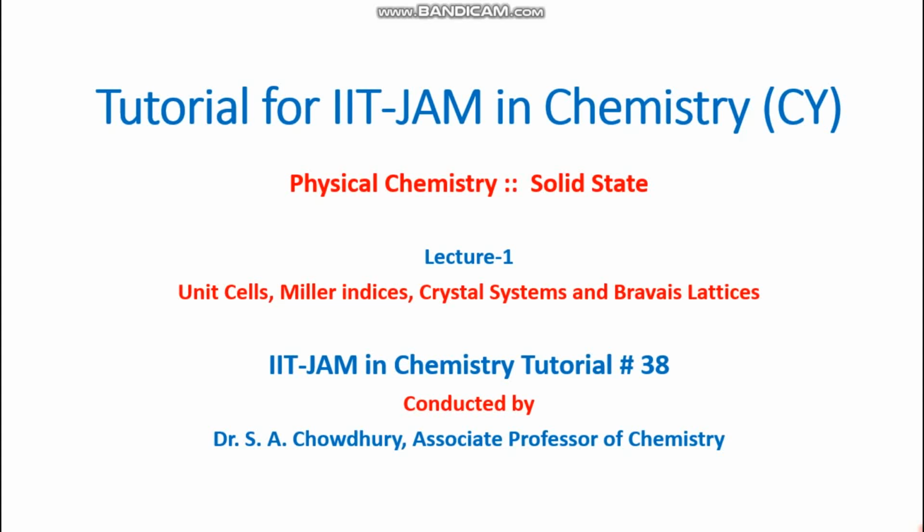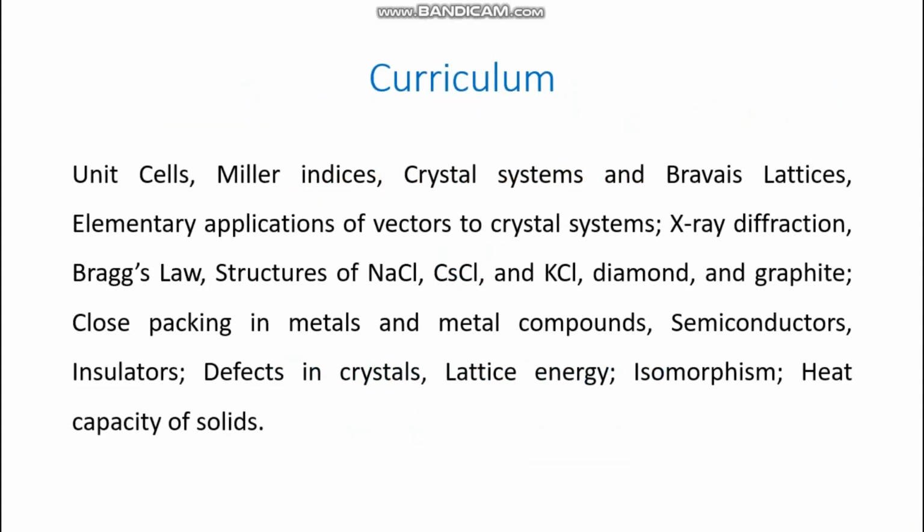Here we are going to start a new physical chemistry chapter from the curriculum, the solid state. First of all, let us have a look at the subtopics in this chapter, and these are unit cells, Miller indices, crystal systems, and Bravais lattices, elementary applications of vectors to crystal systems, X-ray diffraction, Bragg's law, structure of sodium chloride, cesium chloride, potassium chloride, diamond and graphite, close packing in metals and metallic compounds, semiconductors, insulators, defects in crystals, lattice energy, isomorphism, and finally heat capacity of solids.